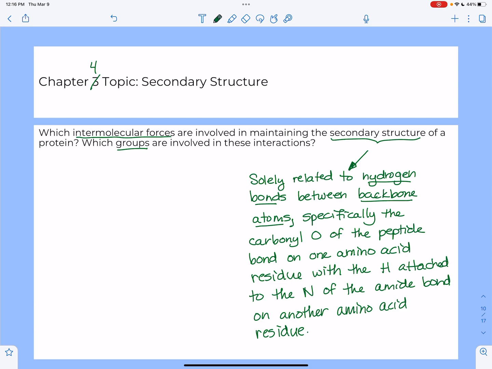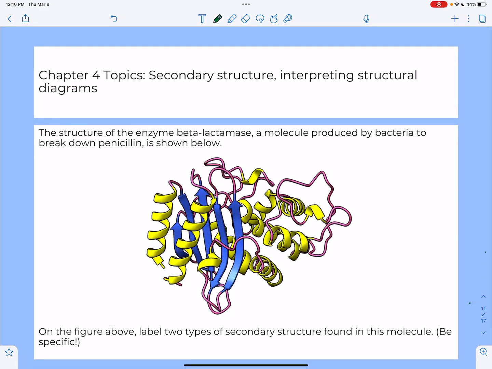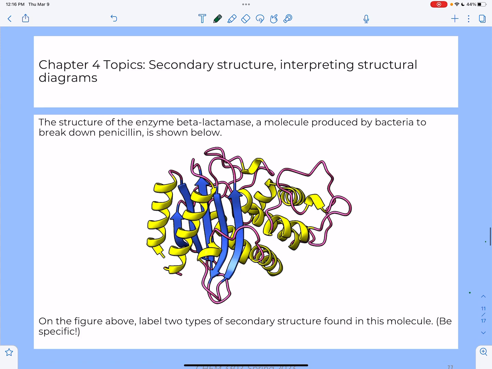Okay, so let's look a little bit more into secondary structure, okay? So the next problem asks you to interpret a structural diagram, and then we're going to take sequence from that diagram and try to analyze it in terms of stability, okay? So we begin by looking at the structure shown in what's known as a ribbon diagram of the beta-lactamase molecule. Okay, so this is known as a ribbon diagram.